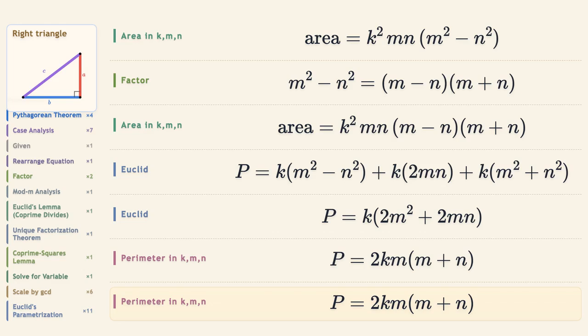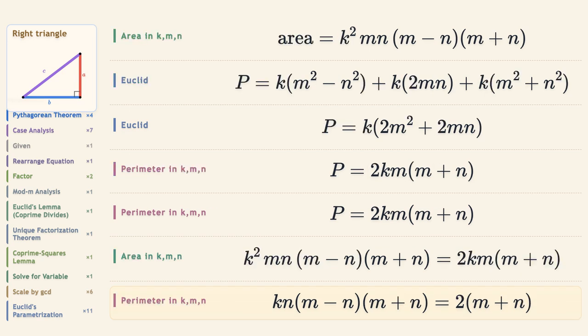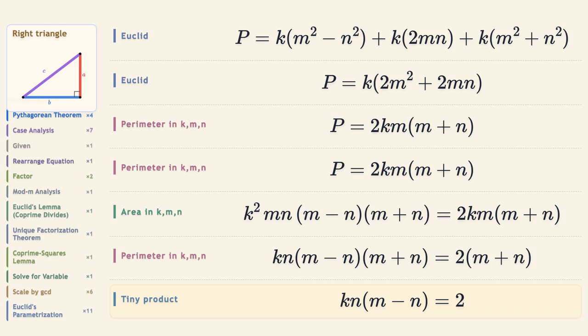So p equals 2km times (m plus n). Ready to equate with area. Area equals perimeter becomes k² times mn times (m minus n) times (m plus n) equals 2km times (m plus n). Divide by km, which is positive, giving kn times (m minus n) times (m plus n) equals 2 times (m plus n). Cancel m plus n to collapse the equation to kn times (m minus n) equals 2.